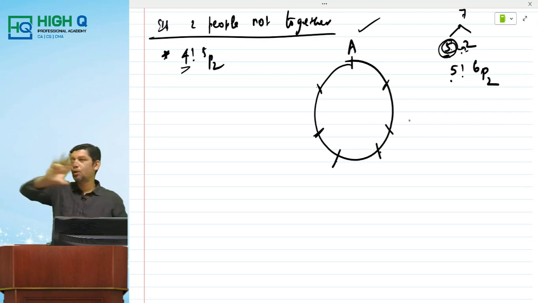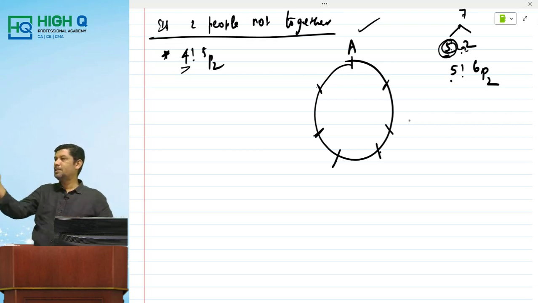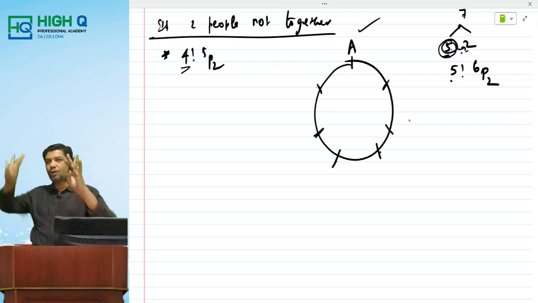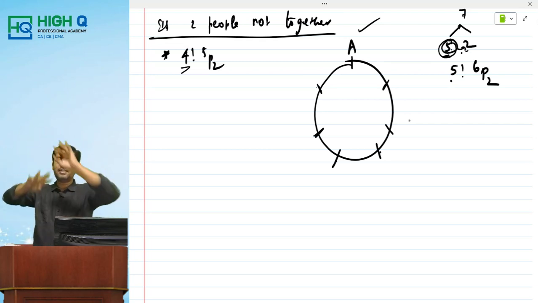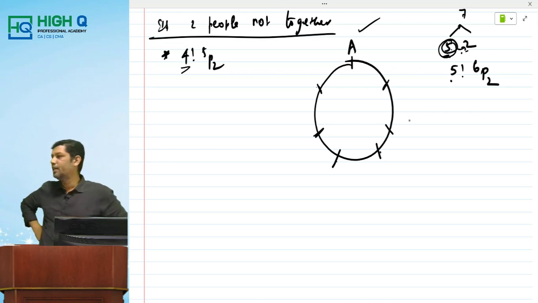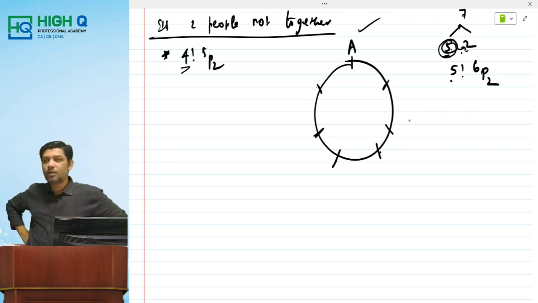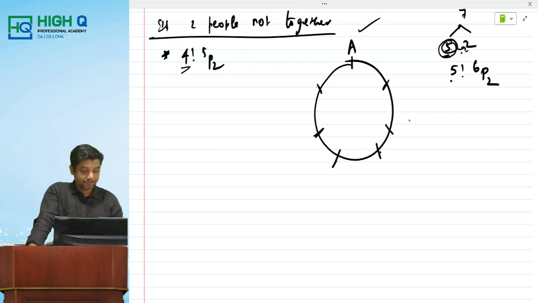If I arrange 4 people in a linear way, how many seats will be available? 5 seats. See, 4 people are there means there will be 5 seats available. So based on that only we are taking the call, my dear. If you remember the linear arrangement, this part and all, it's very simple. Okay.